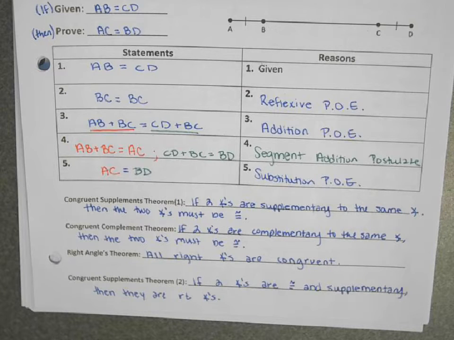The right angle theorem just says that all right angles are congruent. What does a right angle have a measure of? 90. That's all this proof really explains: if you have a right angle and you have another right angle, the measure of this angle is 90 and the measure of this angle is 90. The measure of 90 is equal to the measure of 90, which means the angles have to be congruent. And you could say that for any right angle. Does that make sense? So all right angles are congruent.